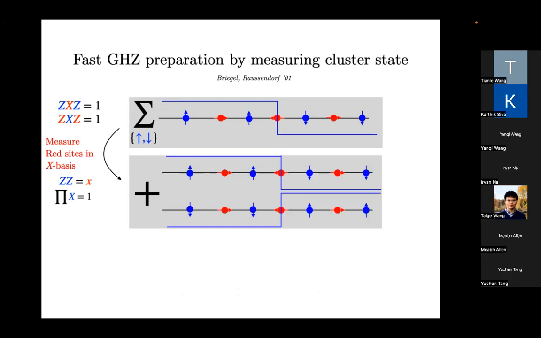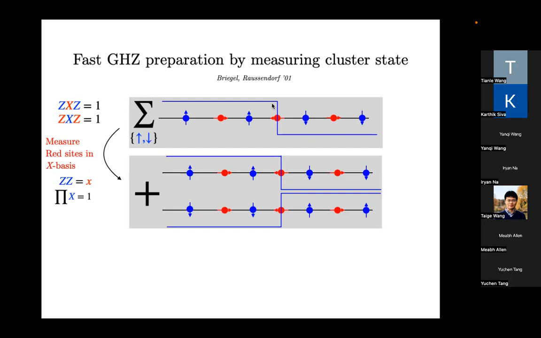Now, let's say I measure all the red spins in the X basis. That's going to pin the red spins to either plus or minus. Whatever I get for the red spins, let's consider this stabilizer. If I pin this to be x, where x is plus or minus 1, that's going to give me a stabilizer saying ZZ is plus or minus 1. So I'm going to get a bunch of either aligned or anti-aligned spins.